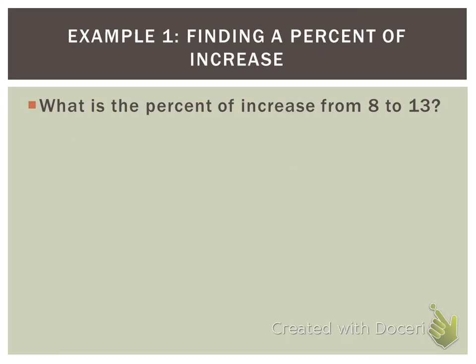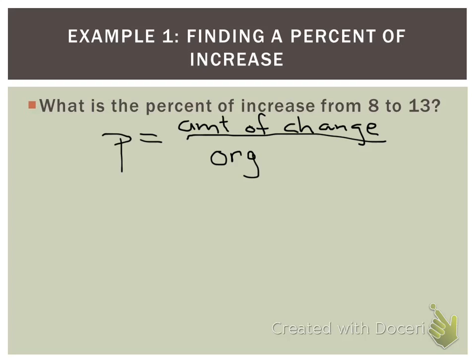All right, so in example 1, they tell us up front that we're finding the percent of increase, okay? So it asks us, what is the percent of increase from 8 to 13? So I want to use my formula. P equals, and we'll just say the amount of change, either way, positive or negative, the amount of change divided by the original amount. Okay, amount of change over the original amount.